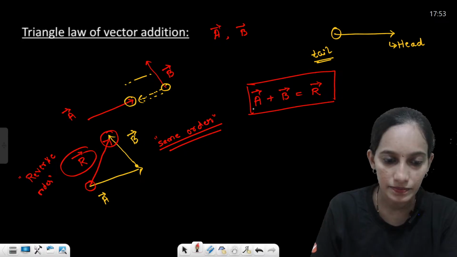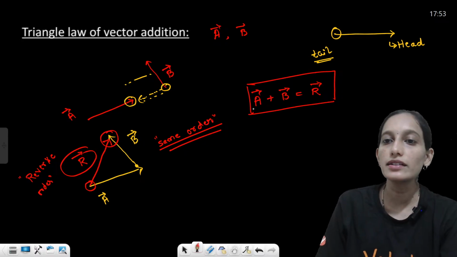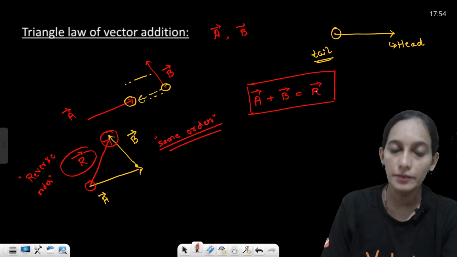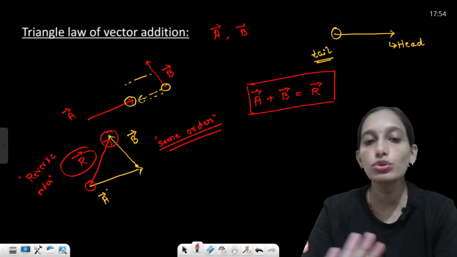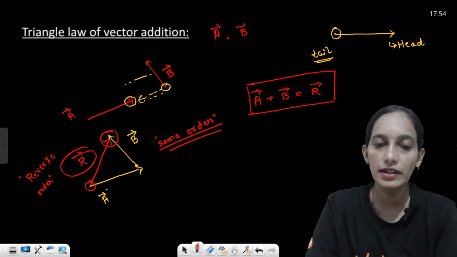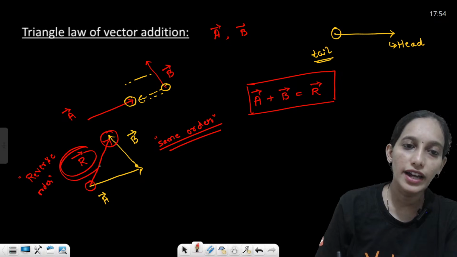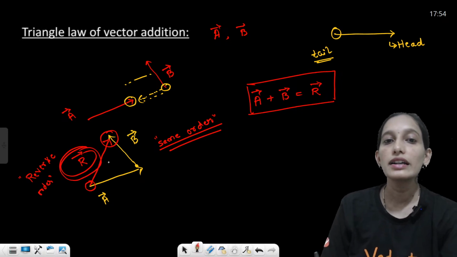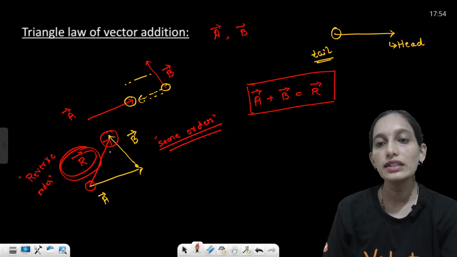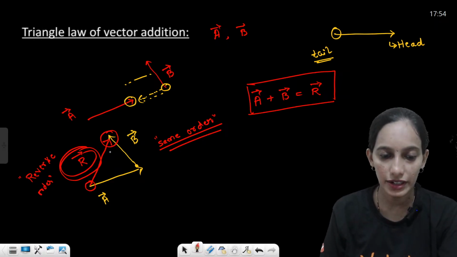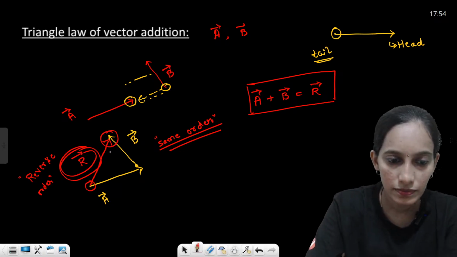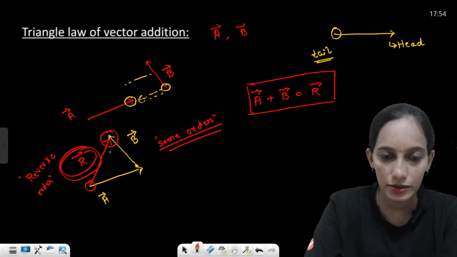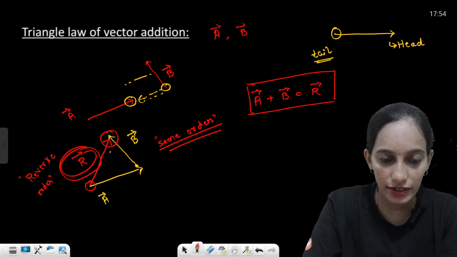A vector plus B vector will be equal to R vector when we represent the vectors by the two sides of the triangle taken in the same order; then the third side of the triangle taken in the reverse order is going to give us the resultant of the two vectors. Okay, is that clear till here? Any doubt? If some doubts are there, talk to me here, mention in the chat.